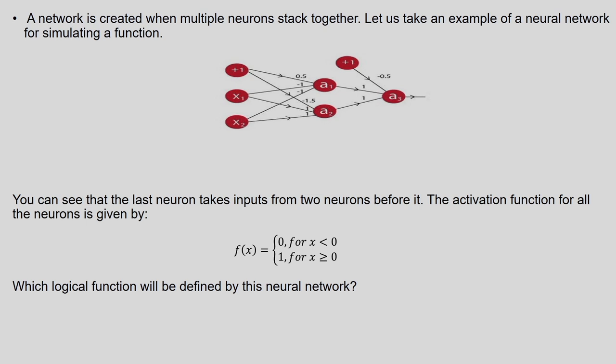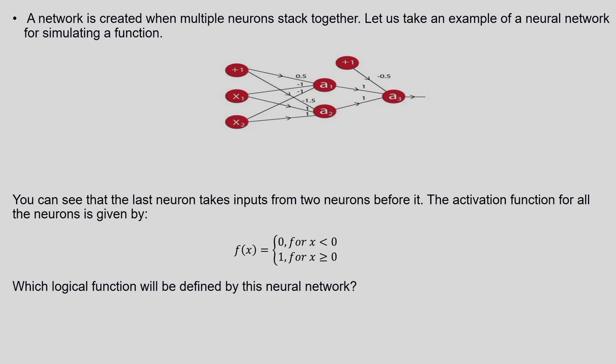Here an artificial neural network is given. ANN is a computational model that mimics the way nerve cells work in the human brain. Here a network is created with multiple neurons stacked together, and for these neurons the activation function is given as f(x) equal to 0 for x less than 0 and f(x) equal to 1 for x greater than or equal to 0. We have to find the logical function which will be defined by this neural network.